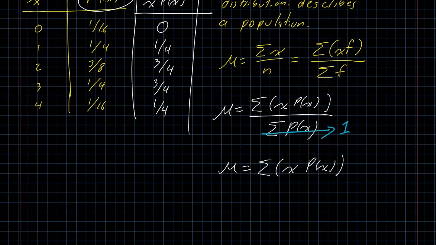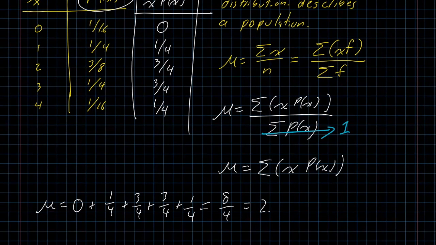Very convenient in this particular probability distribution that everything ended up with a denominator of 4. So I can calculate the mean of this distribution by just adding together 0 plus 1/4 plus 3/4 plus 3/4 plus 1/4. All told, that is 8/4, and 8/4 reduces to 2. All right, so the mean of this distribution is 2.